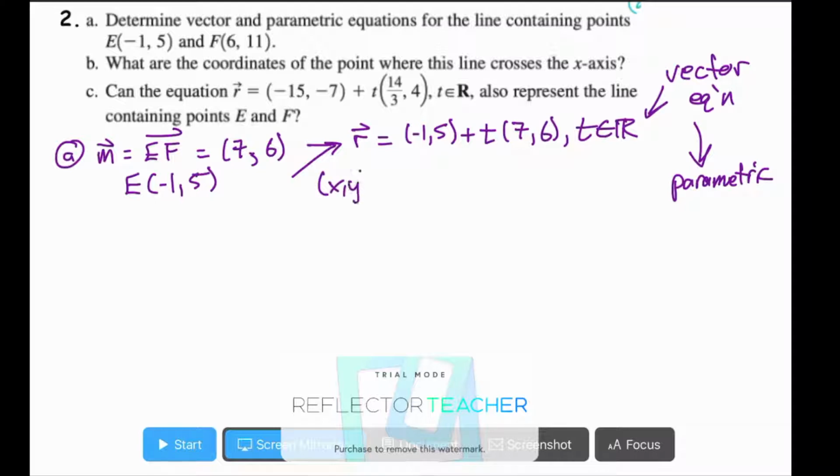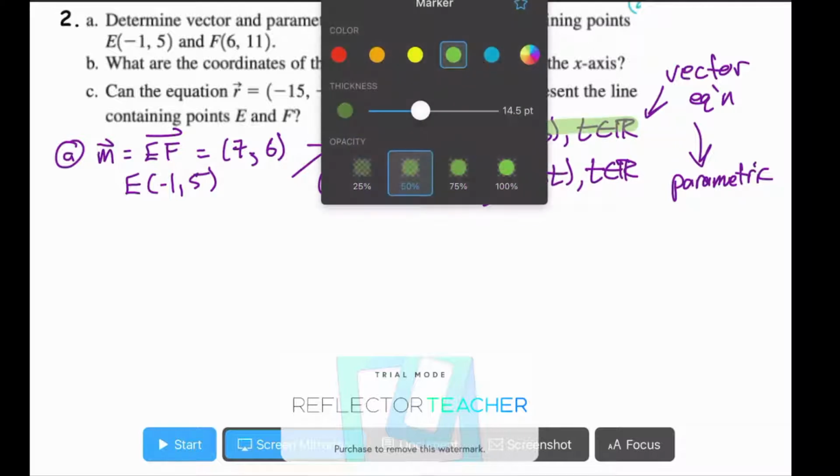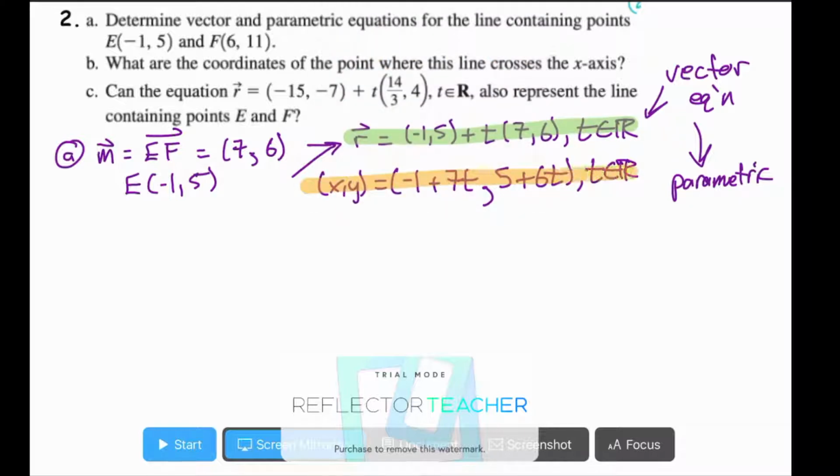So x, y equal to -1 plus 7t. Remember, we're just getting those values from here. Comma, and then the y component, 5 plus 6t. Don't forget to define our parameter. t is an element of the real numbers. So we finished answering A, which said determine vector and parametric equations. So I have my vector and I have my parametric. I'll just highlight them to make them distinct.